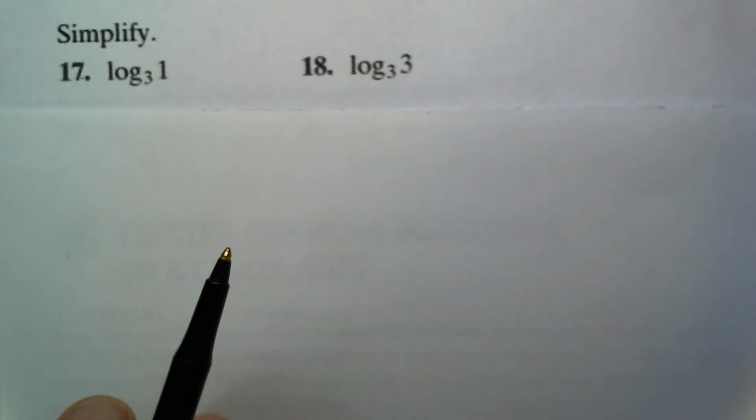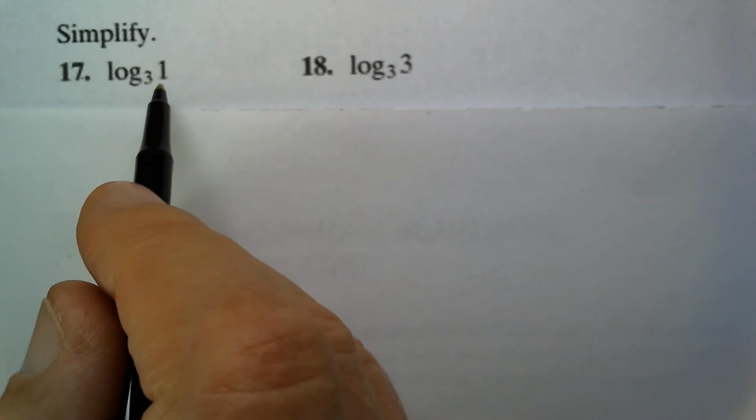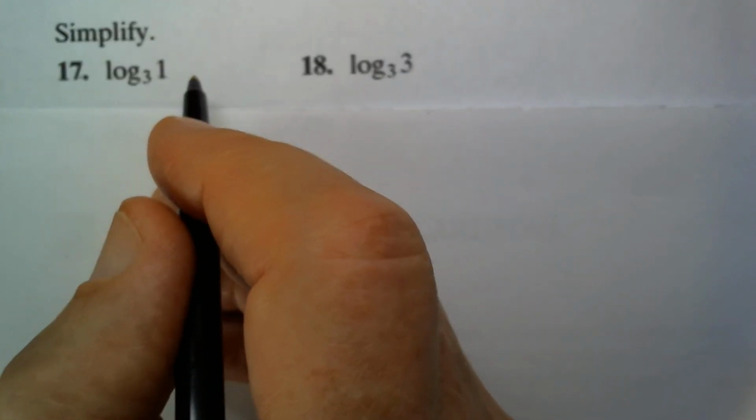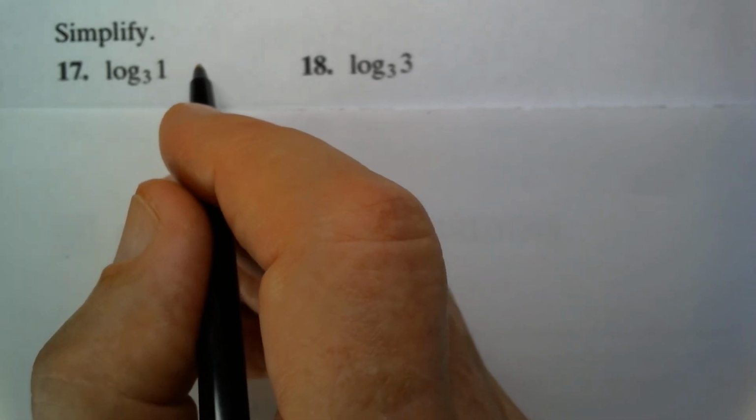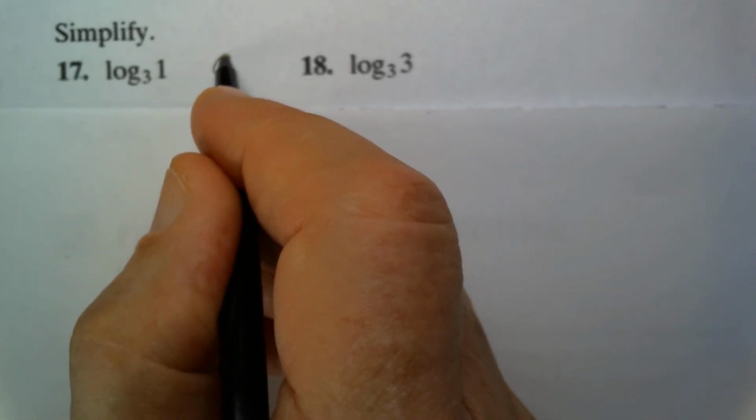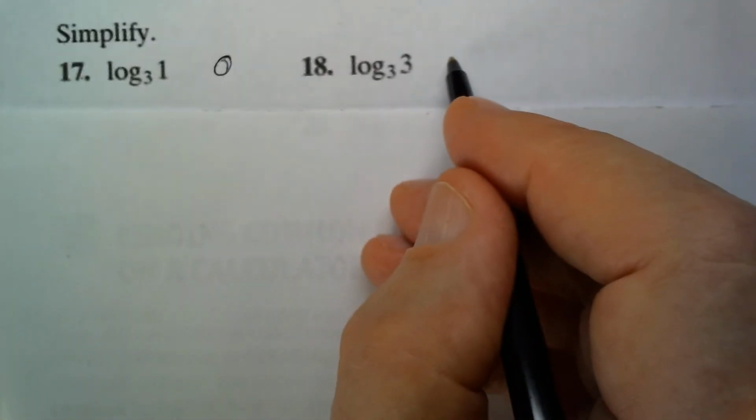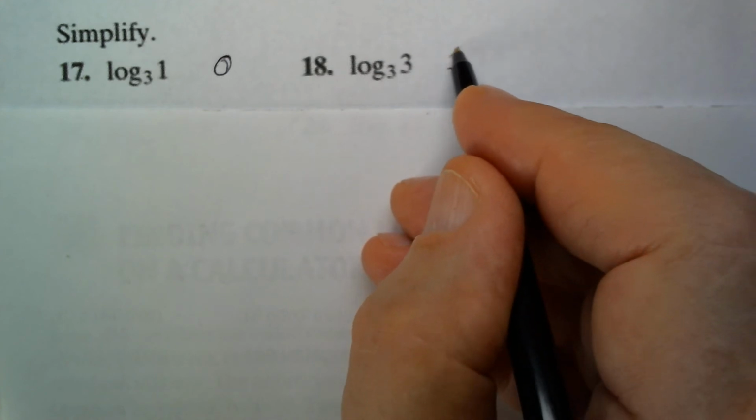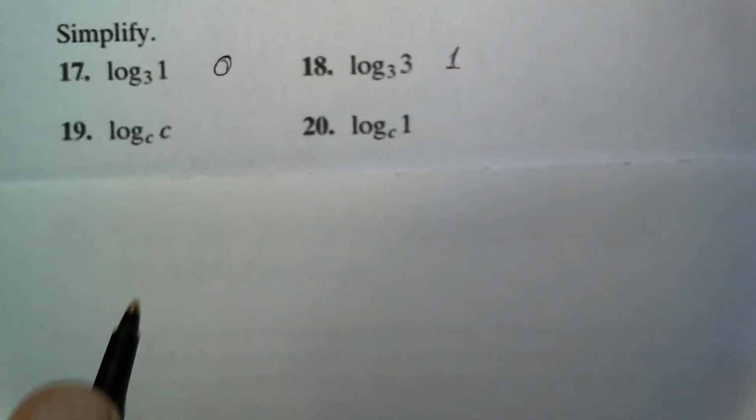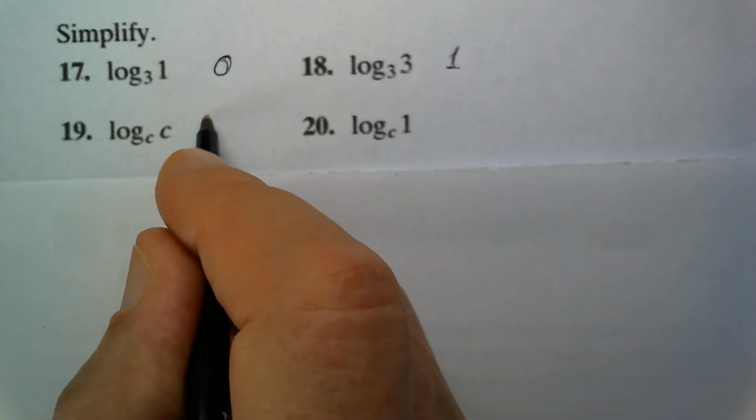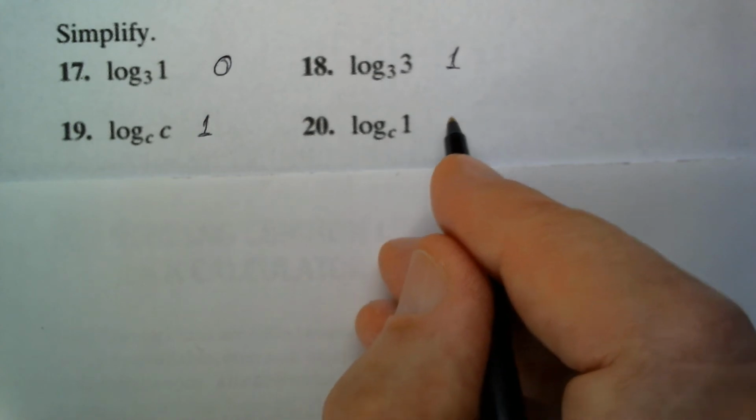Let's apply these identities to the next exercises. So log base 3 of 1 equals 0, because the log of 1 to any base is 0. Similarly, the log base 3 of 3 equals 1. And the log base c of c is equal to 1, and the log base c of 1 equals 0.